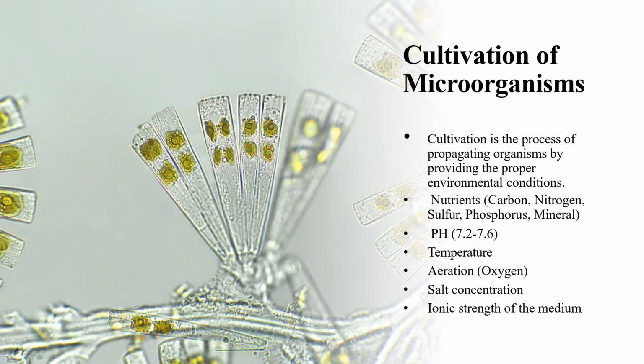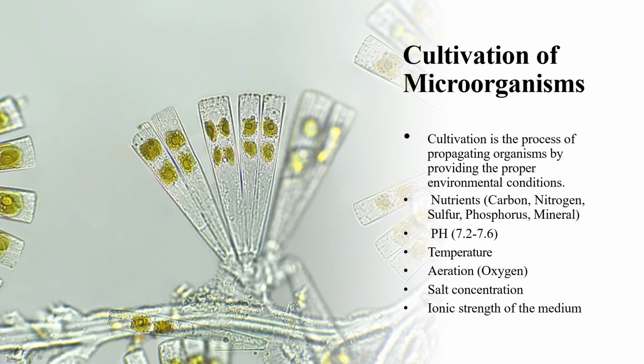Cultivation of microorganisms. Cultivation refers to growing and propagating organisms such as bacteria, fungi, or plants by creating and maintaining the necessary environmental conditions for their growth. These conditions are crucial for organisms to survive, reproduce, and thrive. Several key factors need to be considered and controlled when cultivating bacteria to ensure their successful growth.